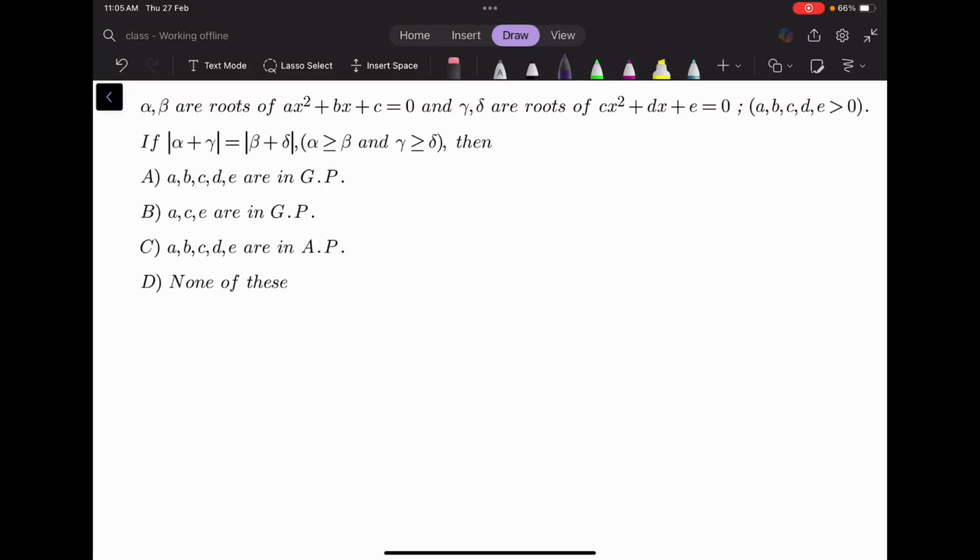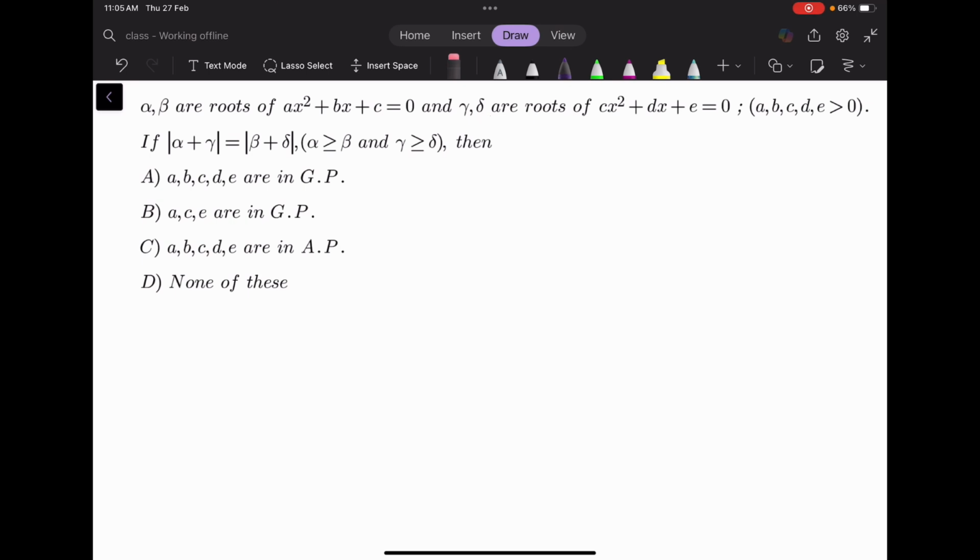Hello everyone. So here we have a nice question from quadratic equations. The question is a quadratic whose roots are alpha beta, another quadratic whose roots are gamma delta, and there is some relation given in alpha beta gamma delta, and they are asking about the coefficients whether they are in AP, GP.